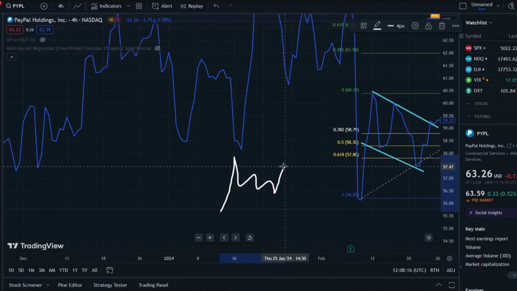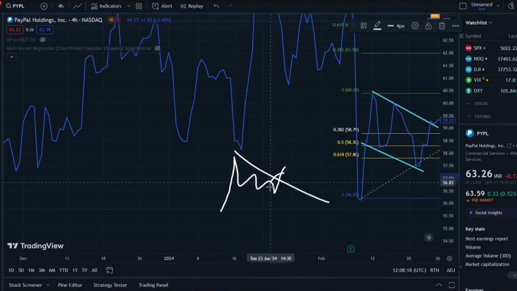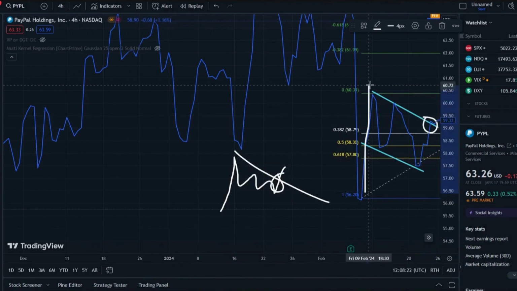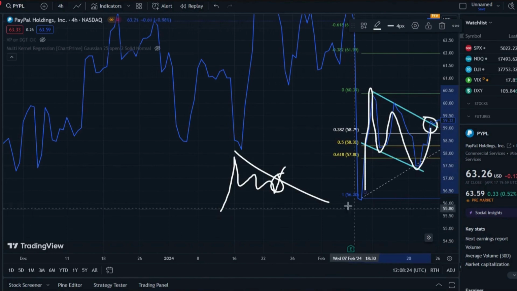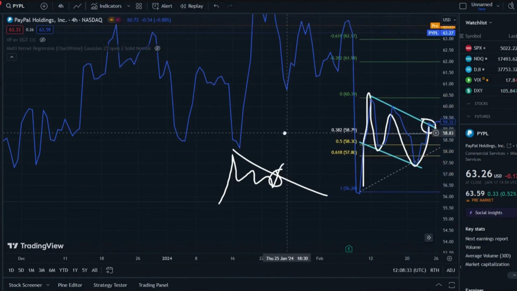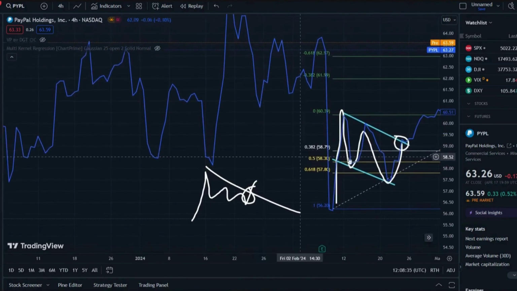Okay, perfect. And right now, have a good breakout. As you can see, it's similar. Okay, perfect. It's absolutely similar, these patterns, one to the other. Okay, perfect. And think that there is a good breakout. As we can see here, perfect.